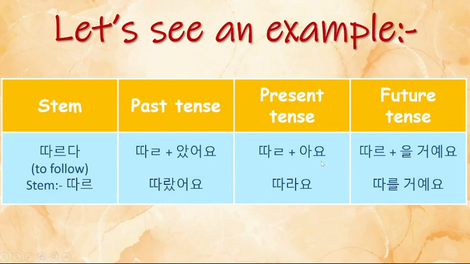In present tense, ending is ayo, conjugation will be tarayo. And in future tense, we know that irregular is not applied. So, the conjugation will be regular and therefore, it will become tarul koeyo. Okay, very easy. Just remember this exception, right?